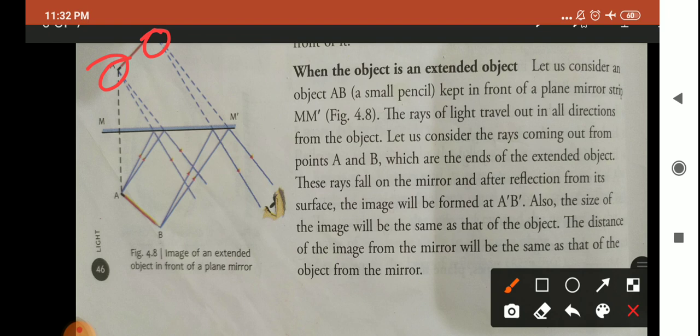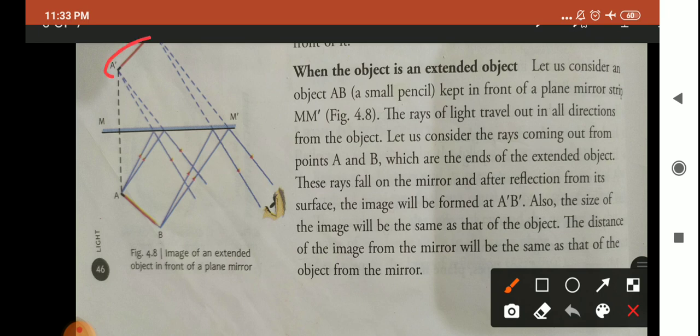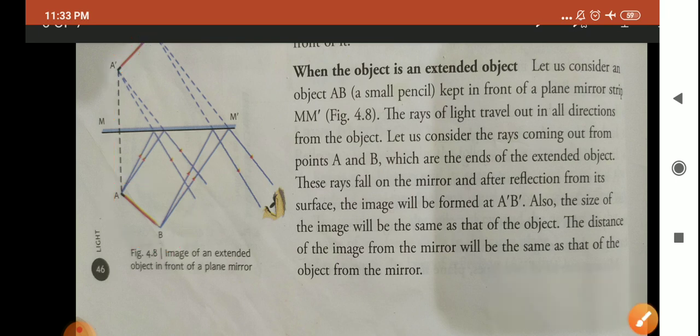Also the size of the image will be the same as that of the object. So children, do remember, whatever image is formed in the mirror, it will be of the same size as the object. The bigger the pencil, the bigger the image formed. And what other point? The distance of the image from the mirror will be the same as the distance of the object from the mirror. So this image will be formed at the same distance from the mirror as this object is kept from this mirror. So I hope children these points are clear to you.